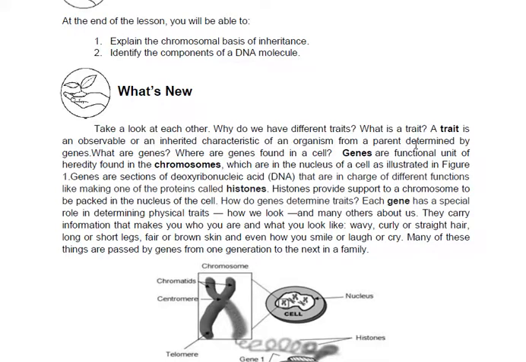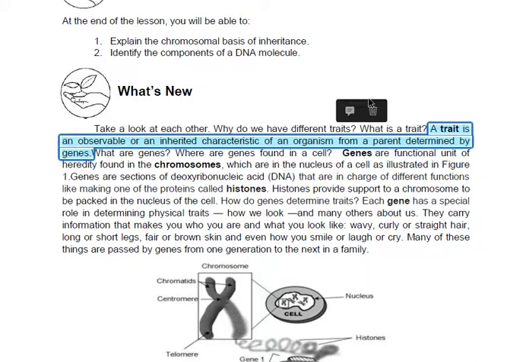What is a trait? A trait is an observable or inherited characteristic of an organism from a parent, determined by genes. Okay? For example, kulot ka, ana lugar straight imong buhok. So, those are traits. Now, what are genes? Unsa man ang genes and asa man makitaan sa isa ka cell.